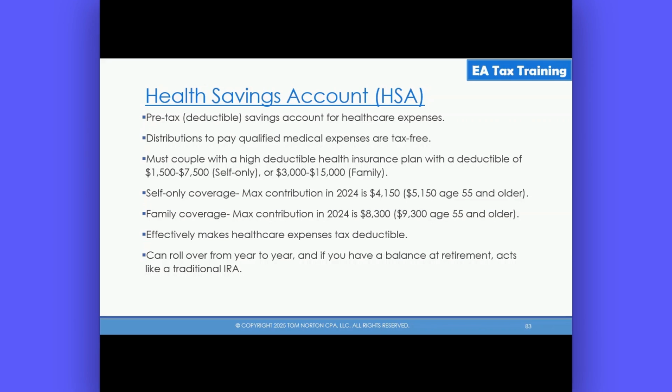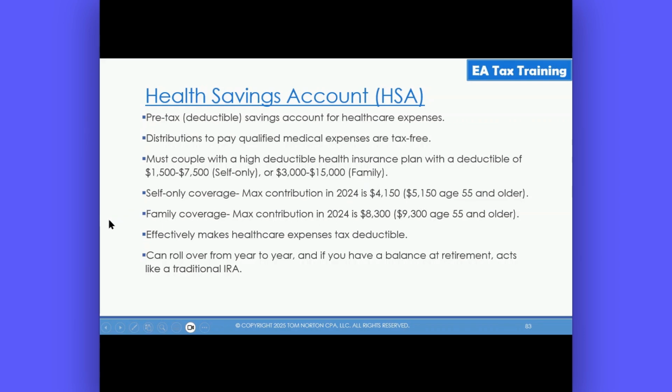One condition of this is you have to have a high deductible health insurance plan in order to have an HSA. What does high deductible mean? Well, if you are insuring only yourself, the deductible has to be at least $1,500. If you are insuring yourself and at least one other family member, then the deductible has to be at least $3,000. So you will want to remember those. High deductible, $1,500 at least for self only, $3,000 at least for self and at least one family member.